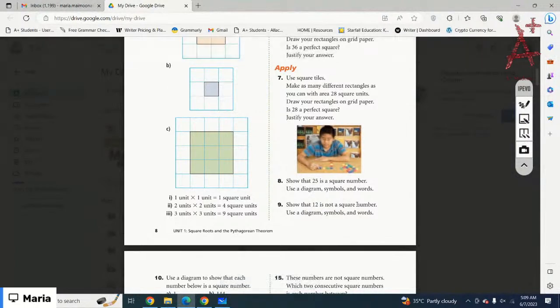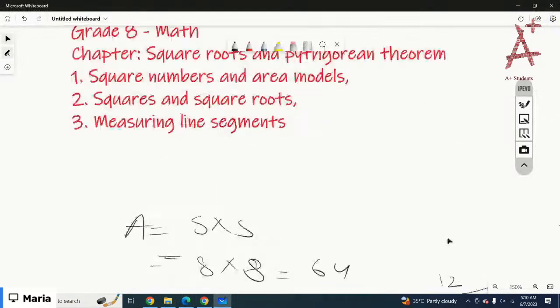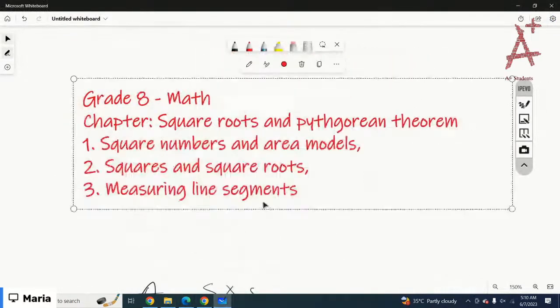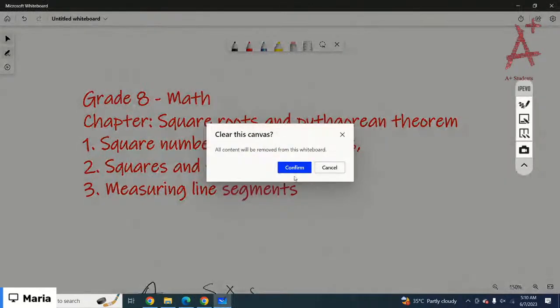Show that 25 is a square number. Use a diagram, symbols, and words. So you have to show 25 is a square number. How do you show that 25 is a square number? We just did this on the. So how do we show 25 is a square?